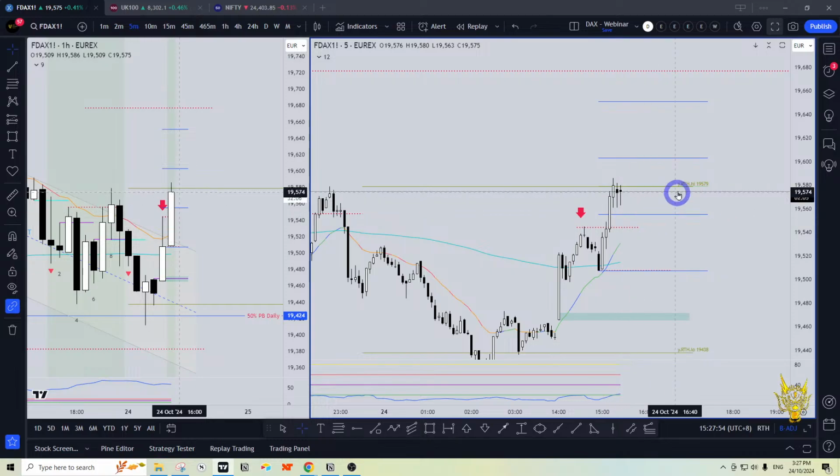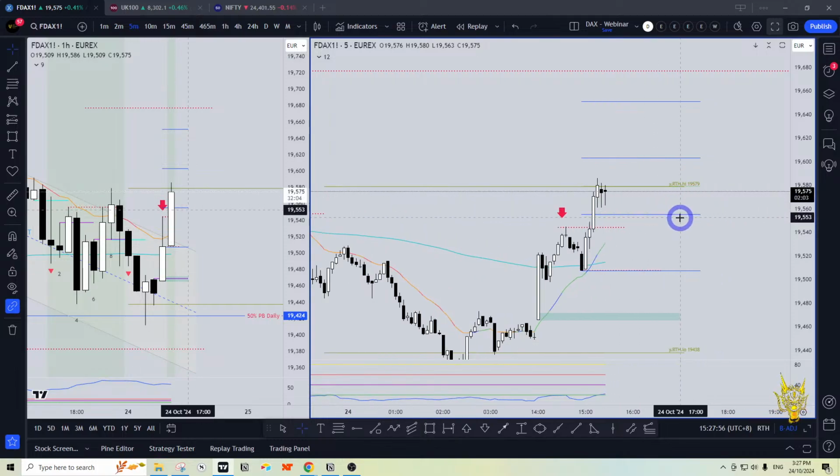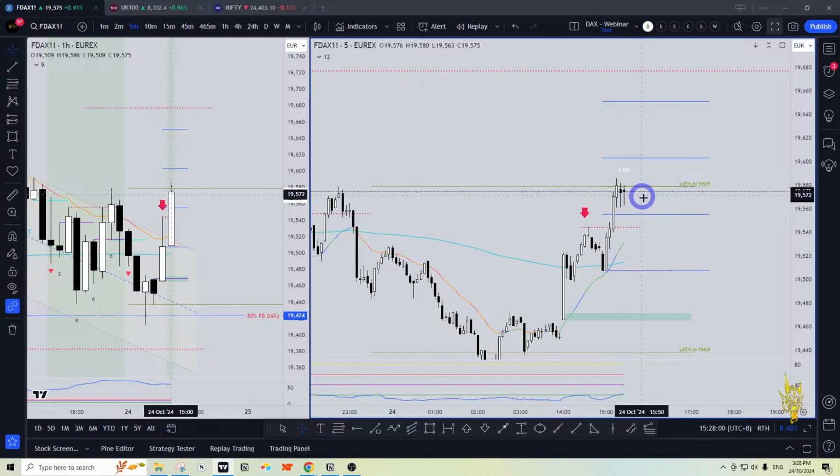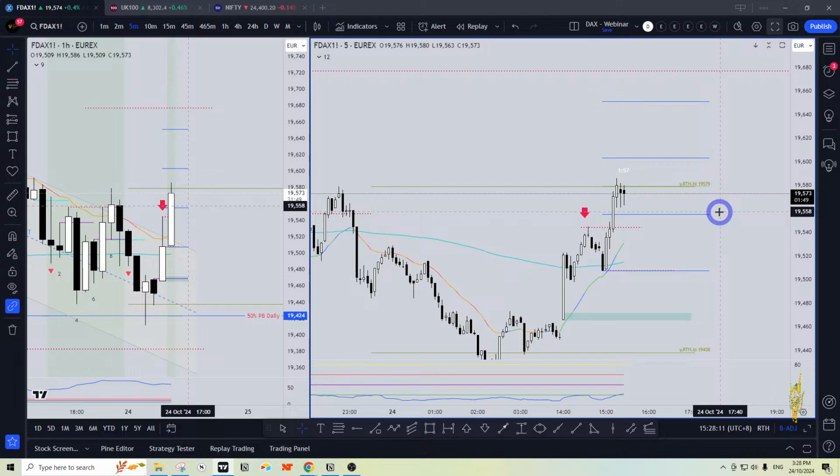Bears need to do more to reverse this. If you want traders to sell up here, you need to give them something to sell. But if that's not going to happen, then traders will just assume it's going higher.